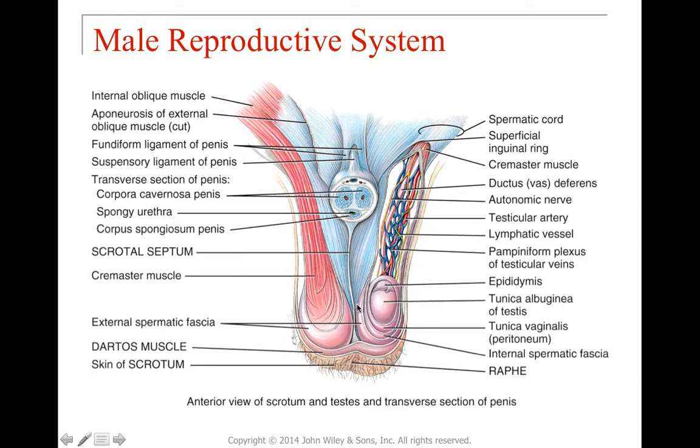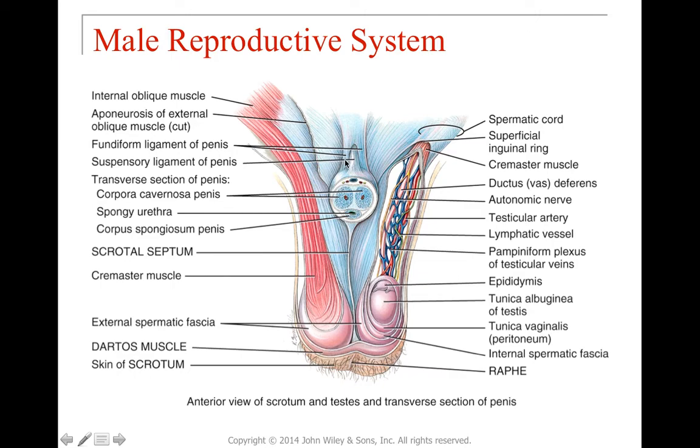It's quite important. Now, if we look on the other side and we're looking at the actual muscle itself, we have a lot of muscles and a lot of ligaments that are going to be connecting the penis to the rest of the body. So here we have the internal oblique muscle. This is the external oblique muscle. It's been cut off so we can see what's going on.